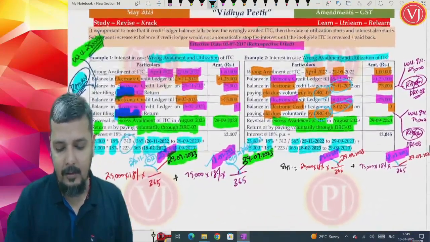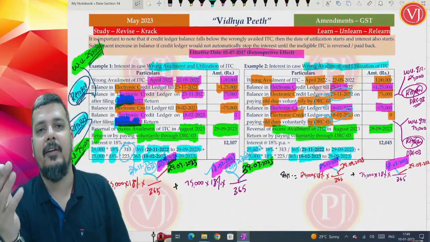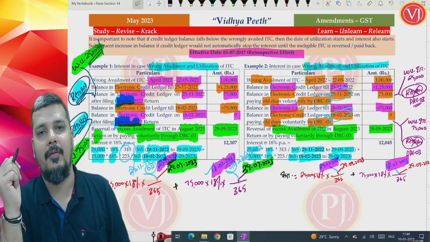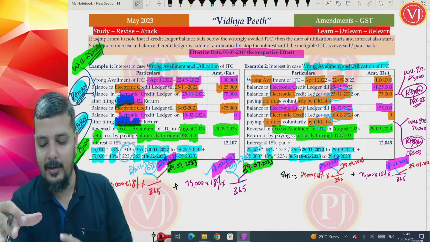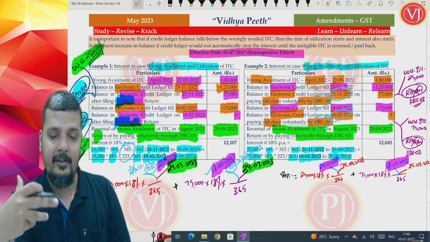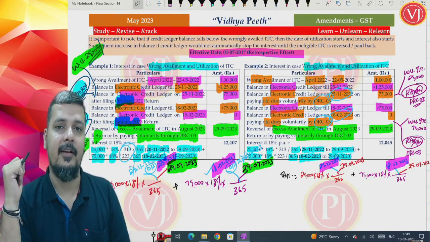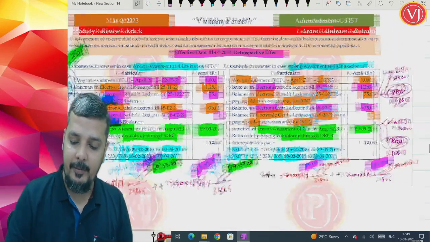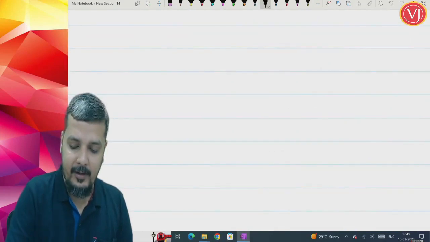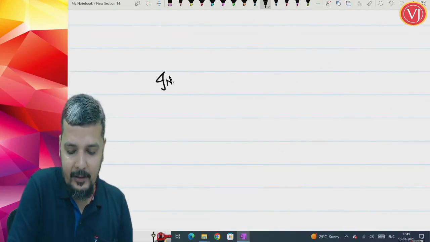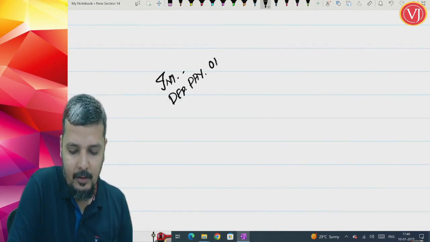Things are not so simple as it is for your interest for late payment of taxes. Things are a bit different here. Obviously, you can expect questions from this area by ICAI coming attempt. Highly possible. So when you're talking about interest, it is basically interest due to delayed payment of taxes.